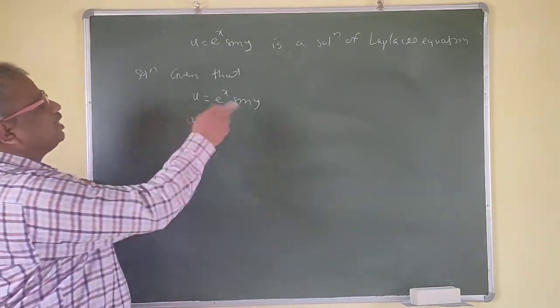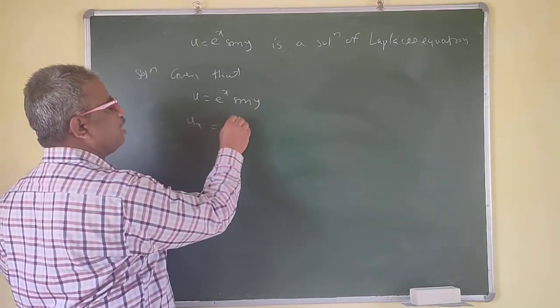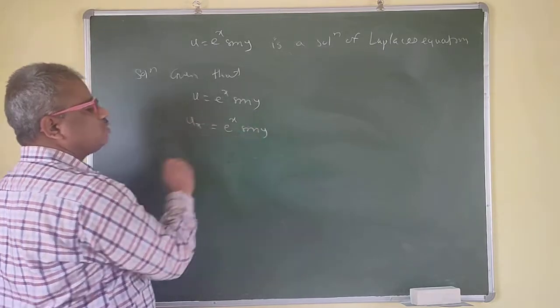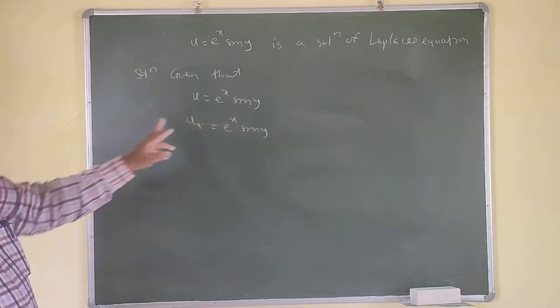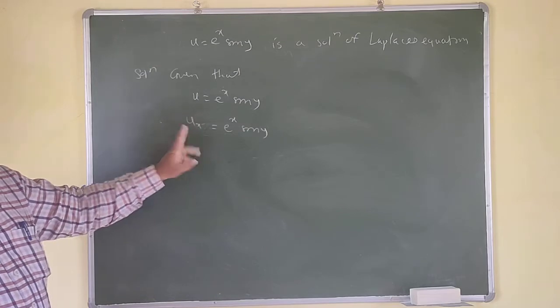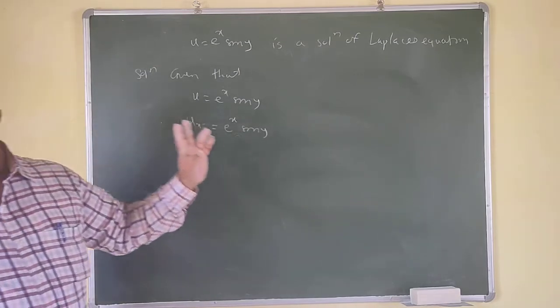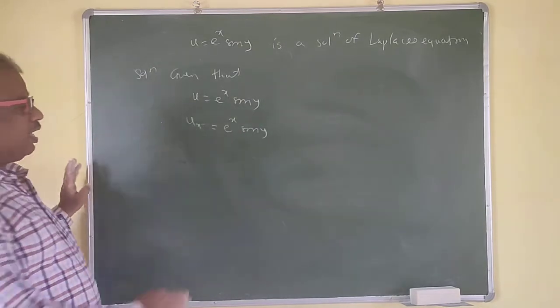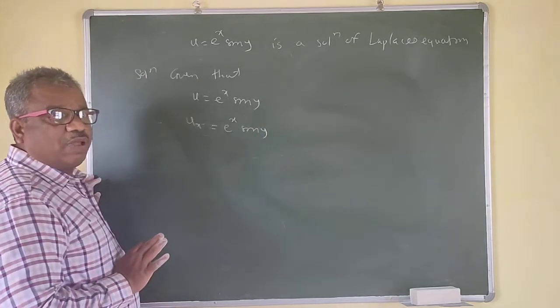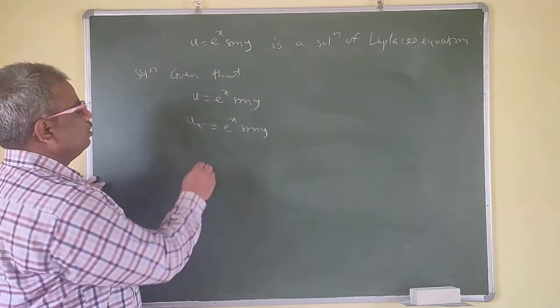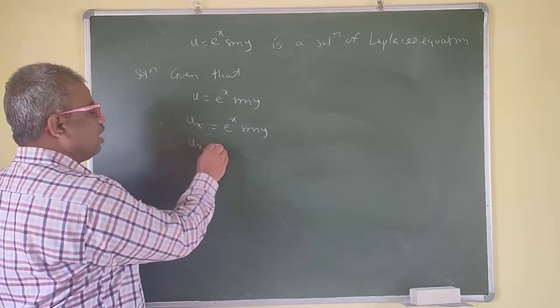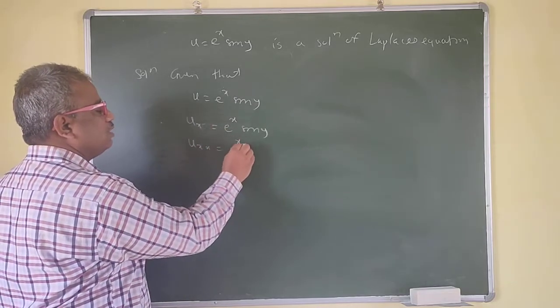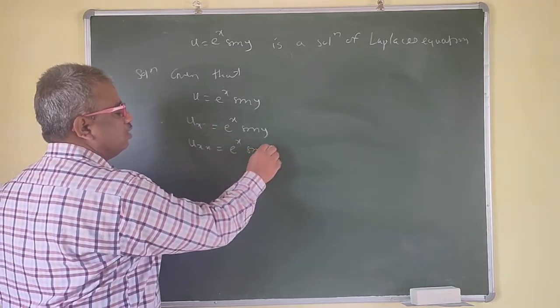Differentiate partially with respect to x. The derivative of e raised to x is e raised to x, and sin y is constant. Since we are differentiating with respect to x, treat the other variable as a constant; sin y plays the role of the constant function. Now again we differentiate: the derivative of e raised to x is e raised to x sin y.